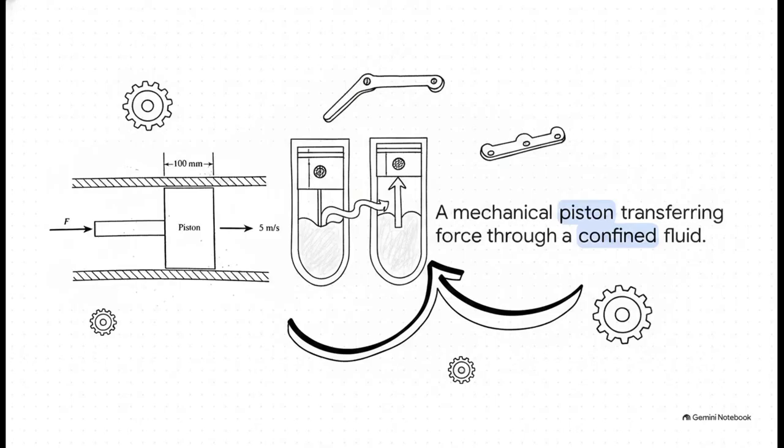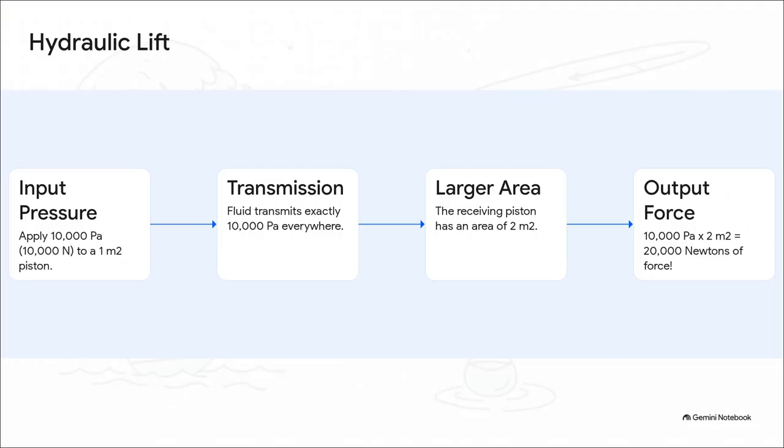Picture this. You have a mechanical setup applying force to a piston on the left side of a tube. That piston pushes the fluid, but because the fluid is trapped and essentially incompressible, it instantly transmits that exact same pressure all the way through the tube to push up on a second piston over on the other side. And this is where it gets incredibly cool. This is the literal magic of physics.